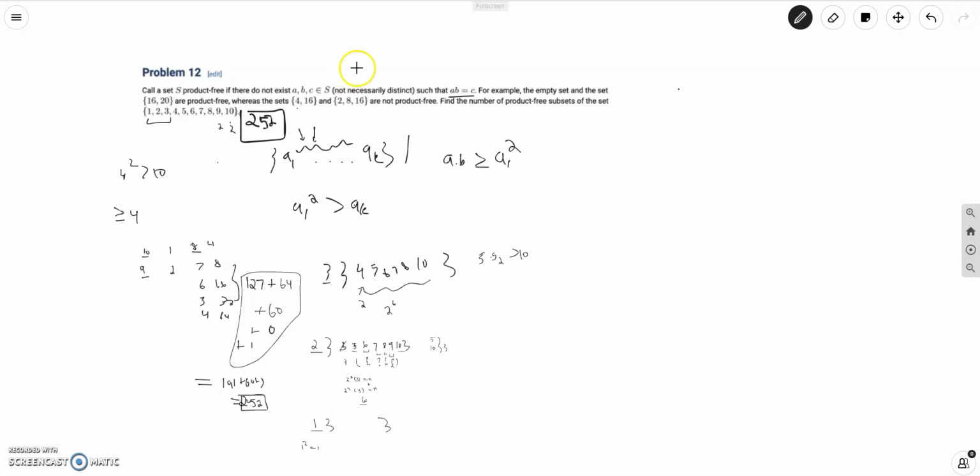So we extended that idea to doing casework on the lowest element of the set, and if we do casework on the lowest element of the set, and we cover all the elements in our set, 1 through 10, then we know we've exhausted everything, and we've done that, we got our count, we got 252, and we are done.